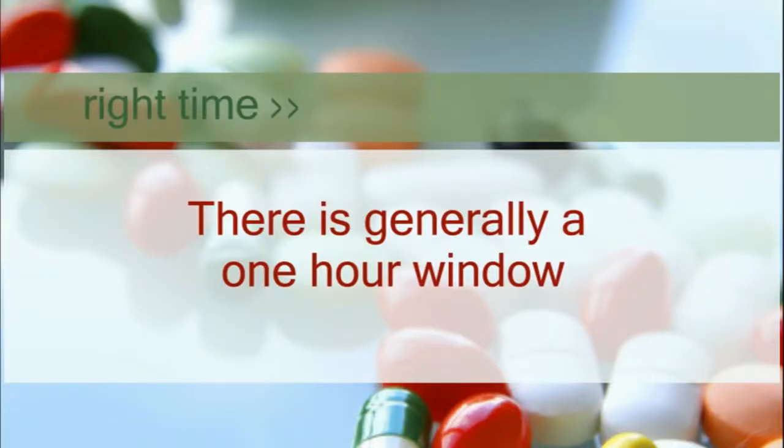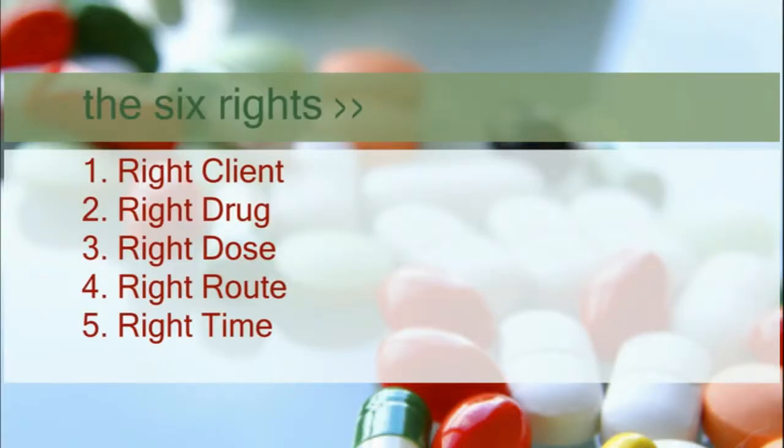There is generally a 1-hour window on any timed medication unless indicated otherwise by the physician. So for example, if you have a medication timed at 8 a.m., you may give it as early as 7 a.m. or as late as 9 a.m. and still be within the appropriate time frame.